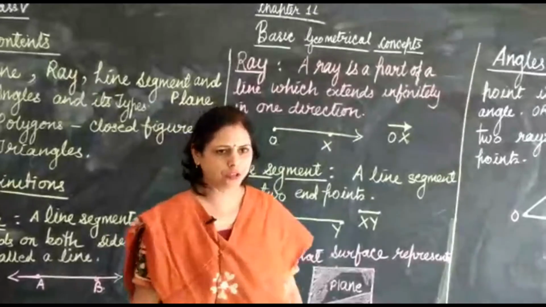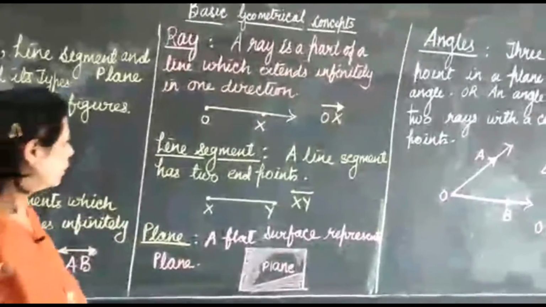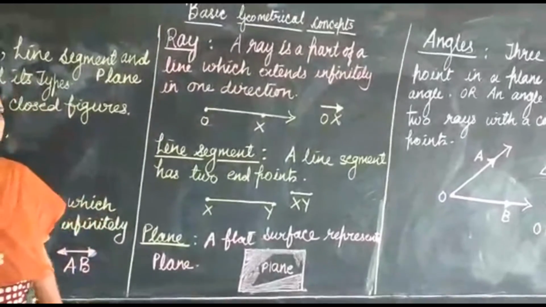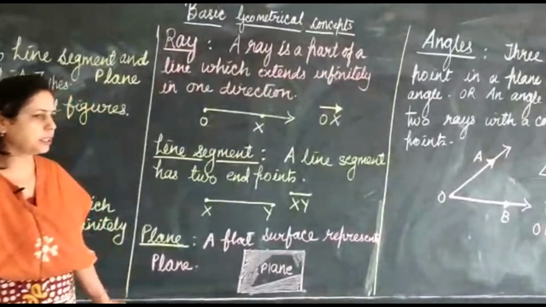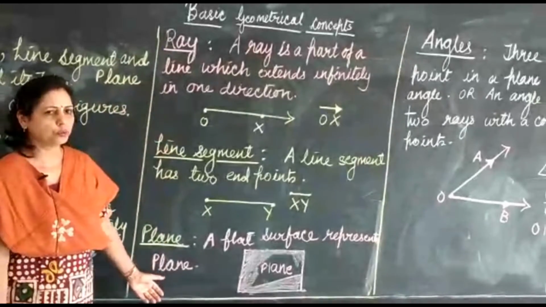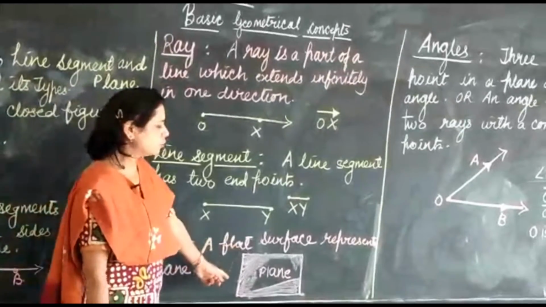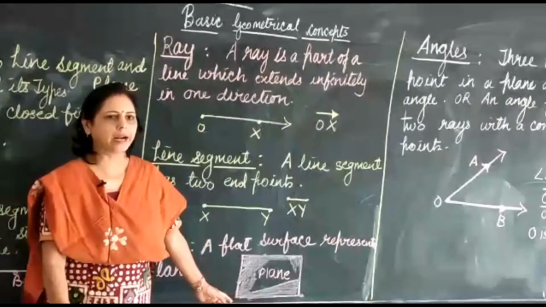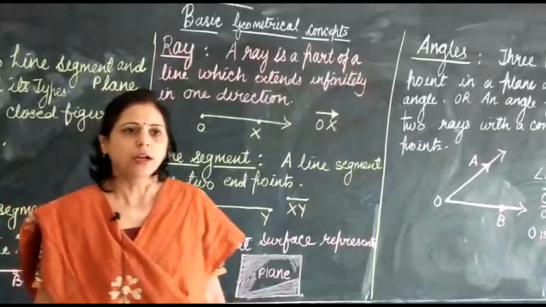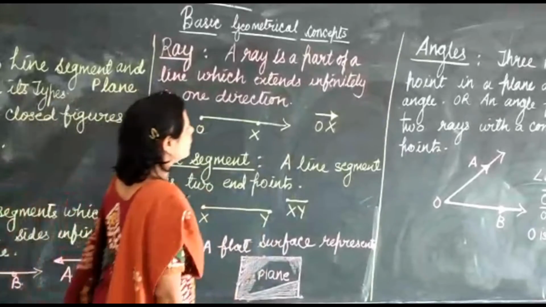The fourth one is a plane. A plane is what? Where we draw the diagram or figure, or where we can write, that flat surface represents a plane. I have written on the board. So the board is a very good example of a plane. A plane is usually shown in the form of a rectangular figure. Your page is also an example of a plane.